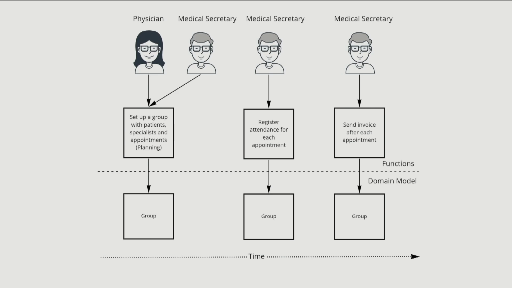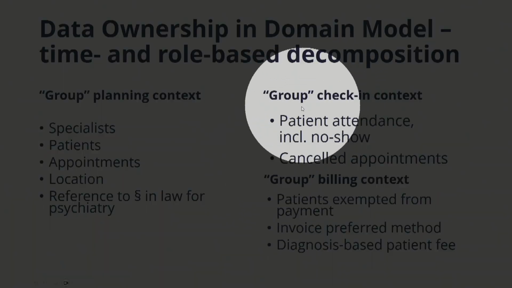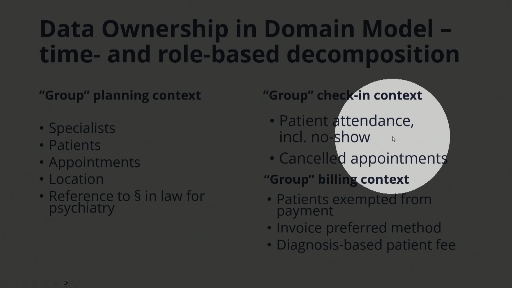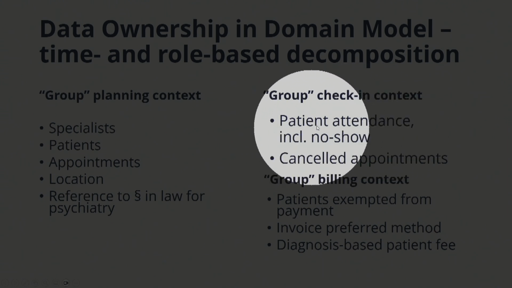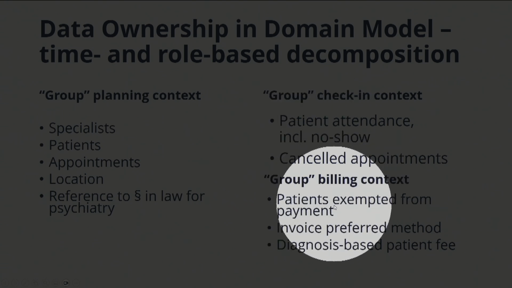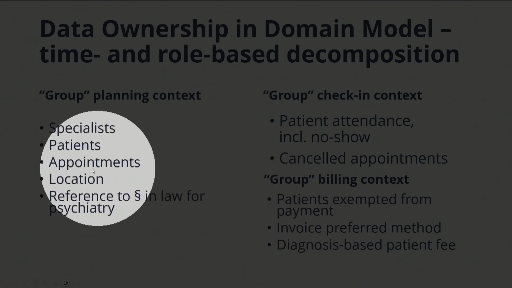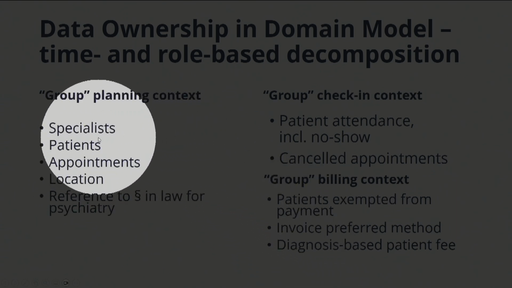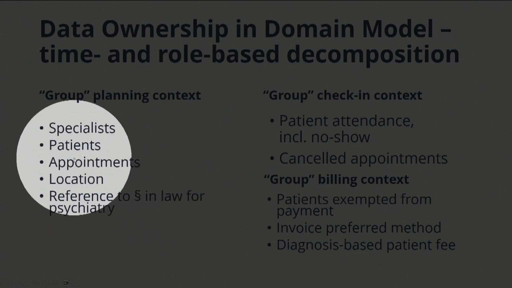Okay, data ownership. This is interesting. So now we can focus one model solely on attendance. Have you attended? No show? Have you canceled? That's all we need to describe this model of a group. On the billing side, we are concerned with the payments and fees and invoice methods and so on. And we keep the planning context as it is. We still haven't solved this one, so we keep it here.